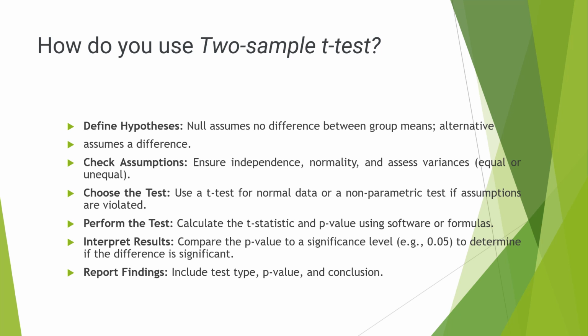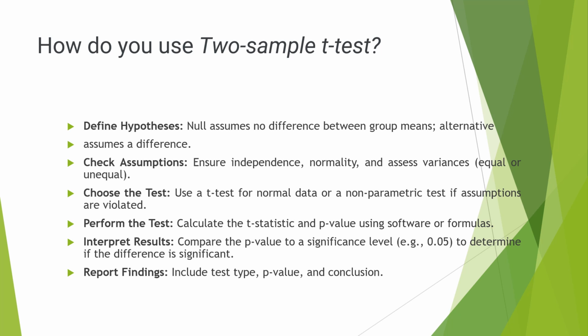How do you use a two-sample test? Define hypothesis: the null assumes no difference between group means; the alternative assumes a difference. Check assumptions: ensure independence, normality, and assess variance, equal or unequal. Choose the test: use the t-test for normal data or a non-parametric test if assumptions are violated.